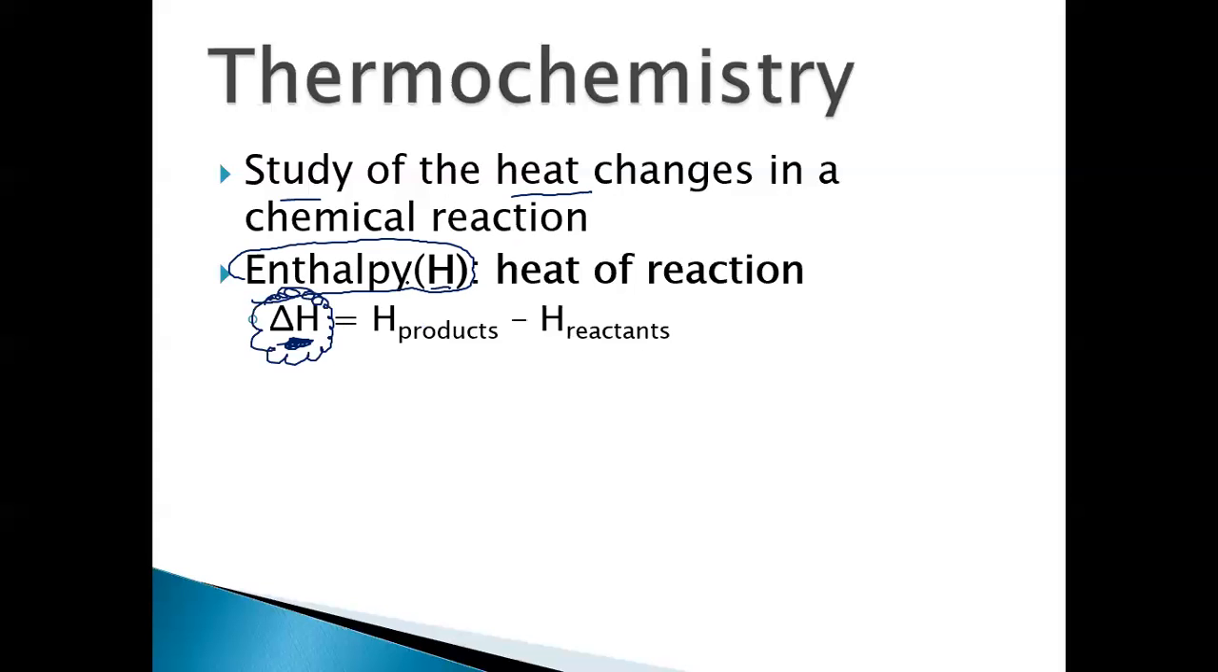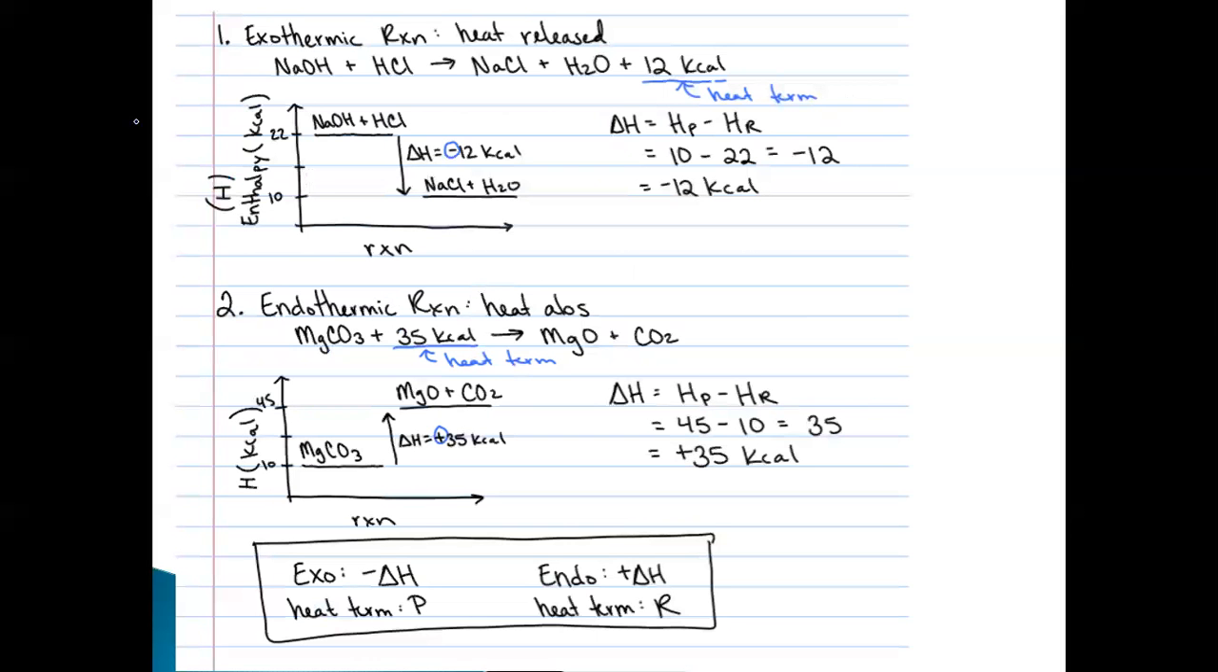And so to do that, we're going to look at how much heat we have at the beginning and how much at the end. So your enthalpy of your products minus your enthalpy of your reactants, that's going to give you your overall delta H. Okay. Now, the reason why you should really care about this delta H value is to help you figure out if something is going to be endothermic or exothermic. Okay. So this is kind of a brief snapshot of the notes given.